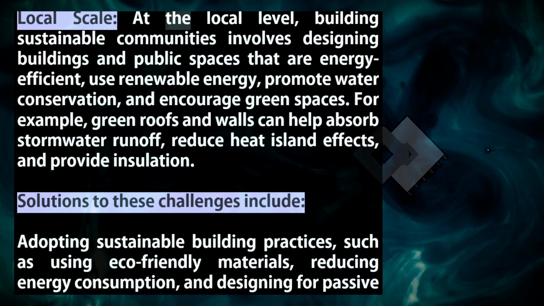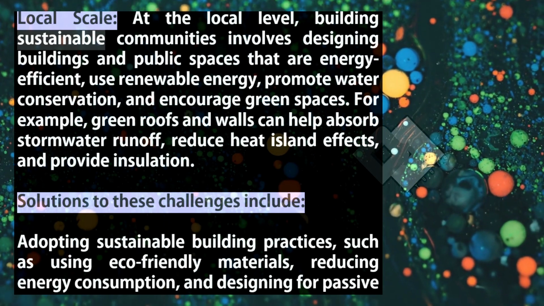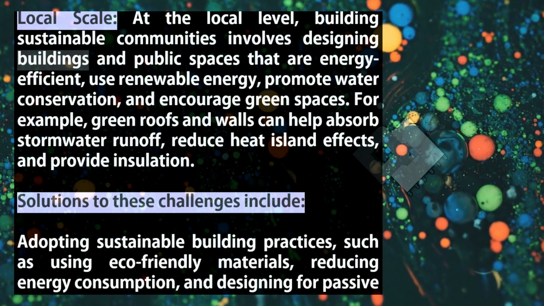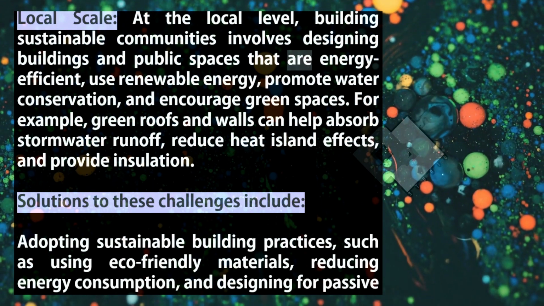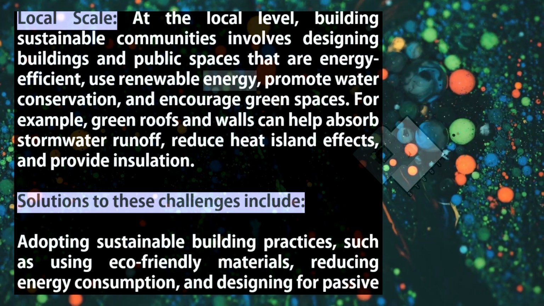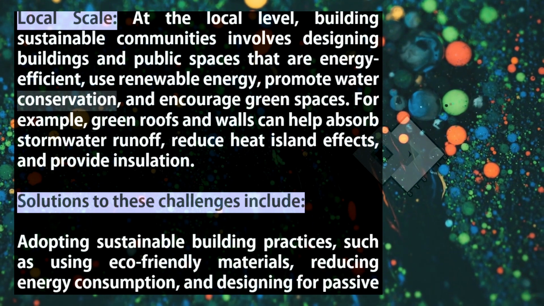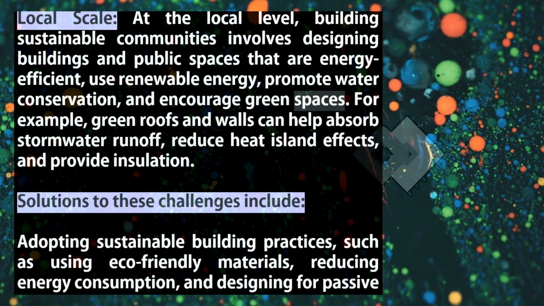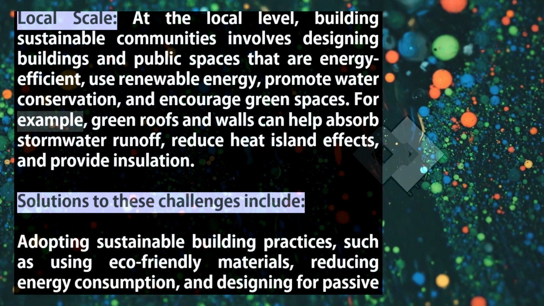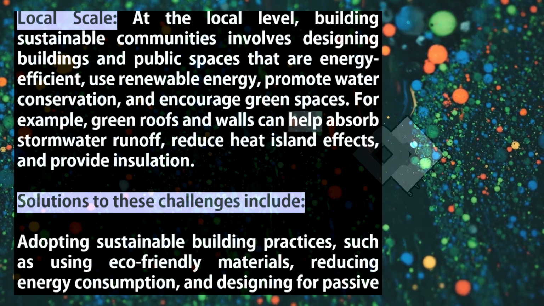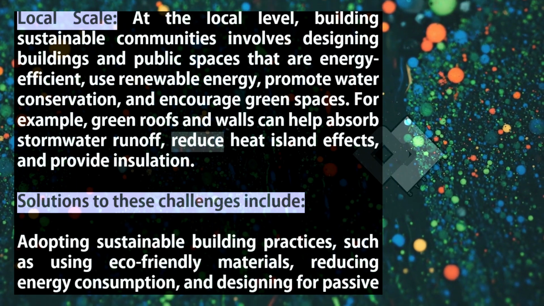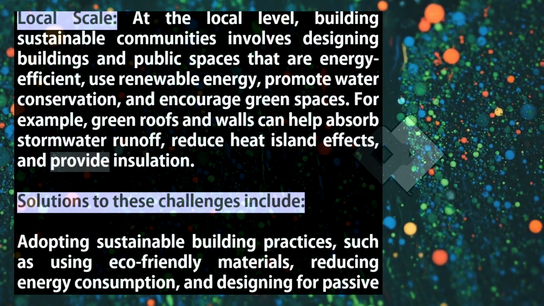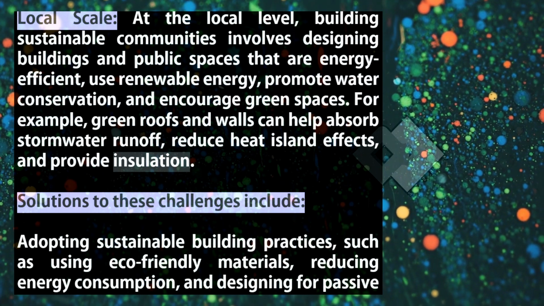Local scale. At the local level, building sustainable communities involves designing buildings and public spaces that are energy efficient, use renewable energy, promote water conservation, and encourage green spaces. For example, green roofs and walls can help absorb stormwater runoff, reduce heat island effects, and provide insulation.